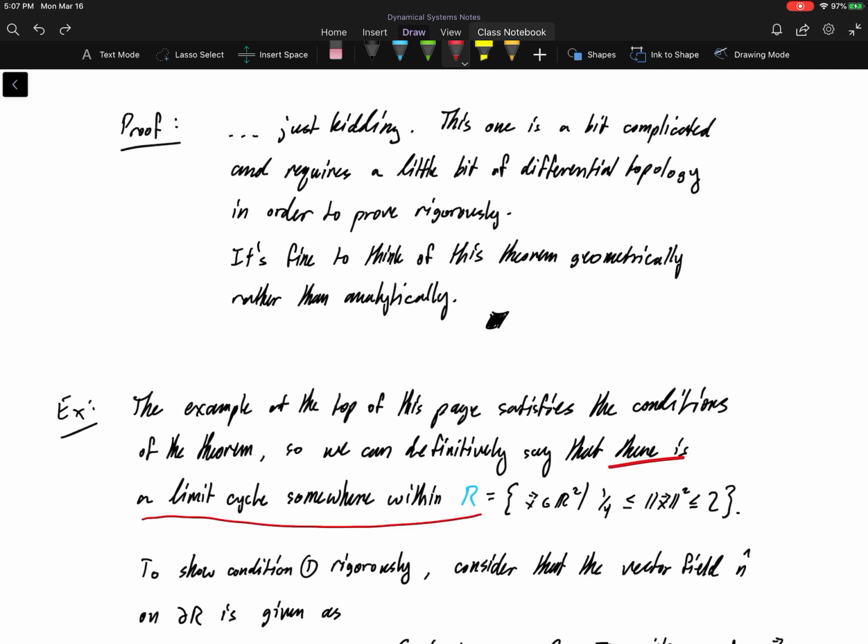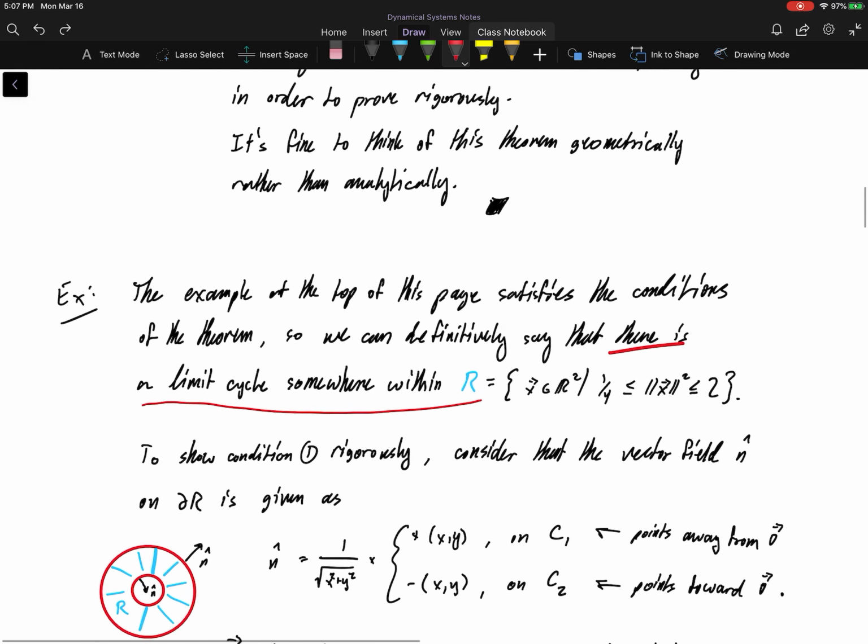And the proof goes like, no, I'm just kidding. We're not going to prove this one. It's fairly complicated and requires a good bit of differential topology in order to prove rigorously or convincingly. So think about it geometrically for the time being, and that's perfectly acceptable.